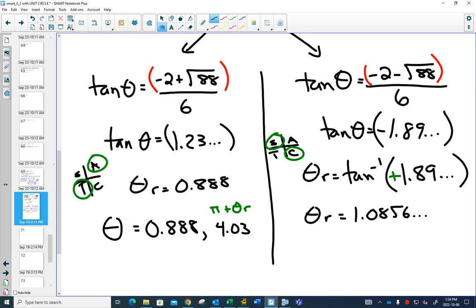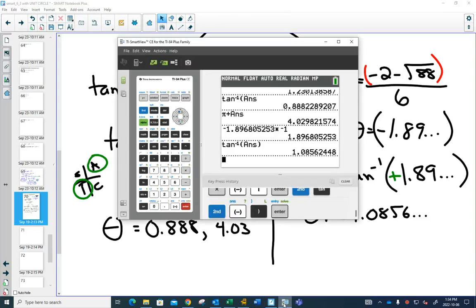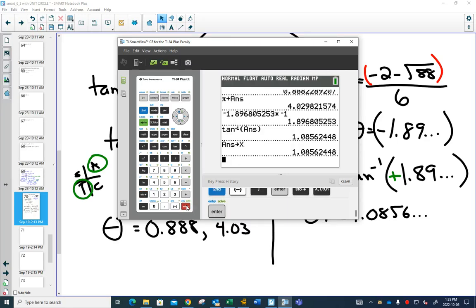If you have a graphing calculator, you might want to use the store button. The store button's right above the on button. So I hit store. I like to just use the letter X beside alpha. It temporarily stores that reference angle of 1.085 as X.